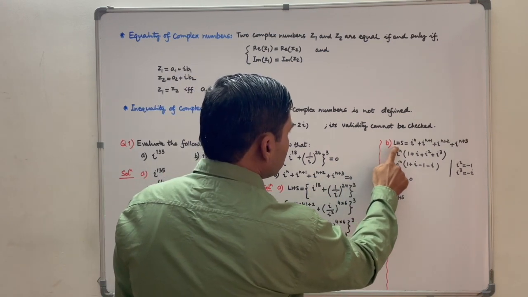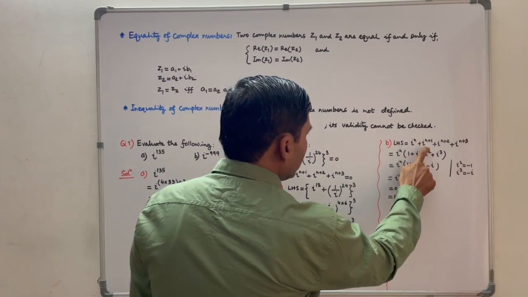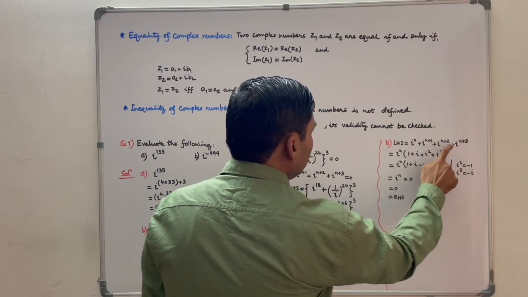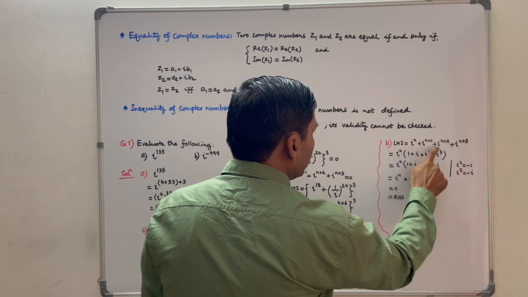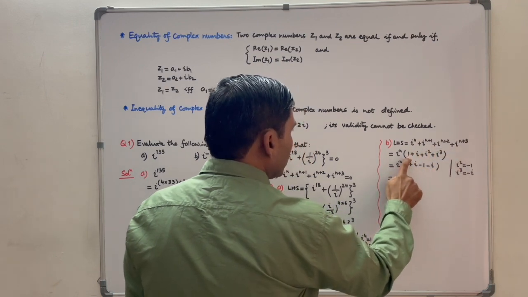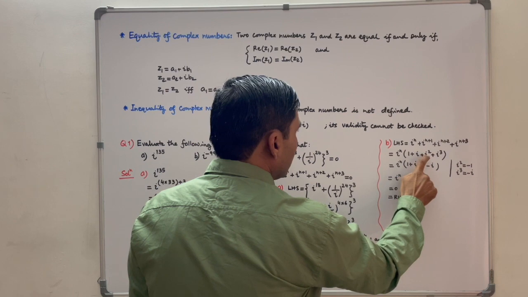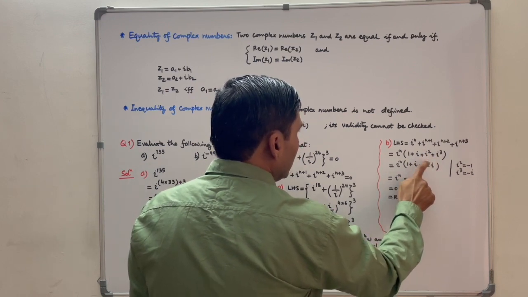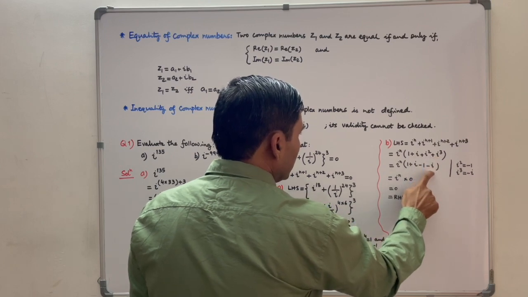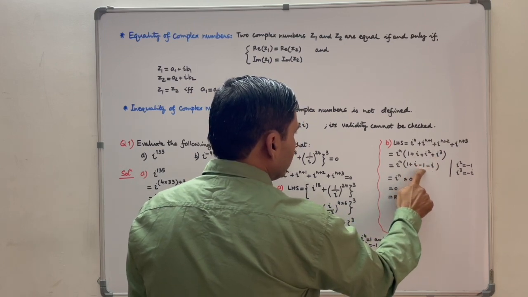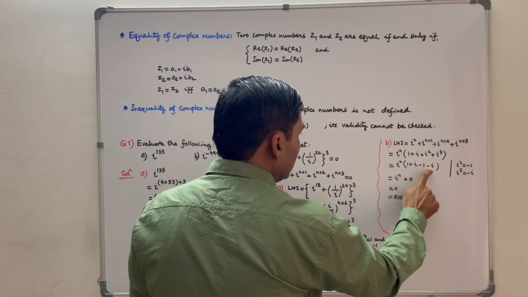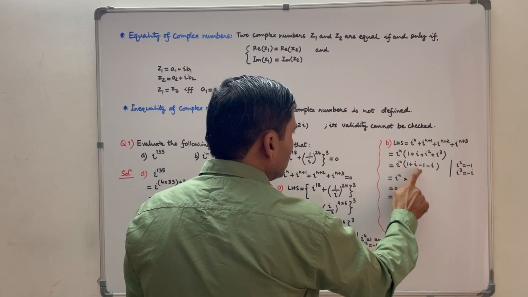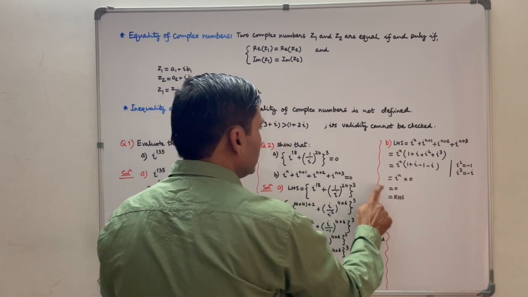Part B, LHS is equal to i to power n plus i to power n plus 1 plus i to power n plus 2 plus i to power n plus 3. We will take i to power n common in all the terms. So in bracket we get 1 plus i plus i square plus i cube. We know that i square is equal to minus 1 and i cube is equal to minus i. Plus 1 and minus 1 will cancel each other. Plus i and minus i will cancel each other. So in bracket we get 0. i to power n into 0 is equal to 0, which is right hand side.